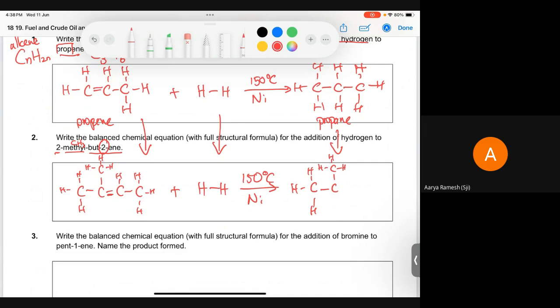You see, there's three places that you can put the double bond, because it's butene. That's why it must be at the second position. Make sense? Yeah, okay, can. Thank you. Okay, so this one here like that.